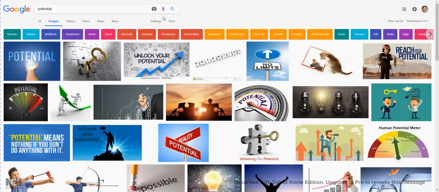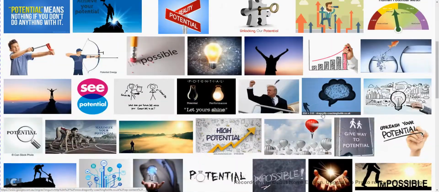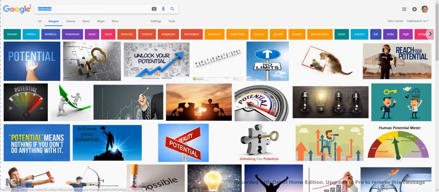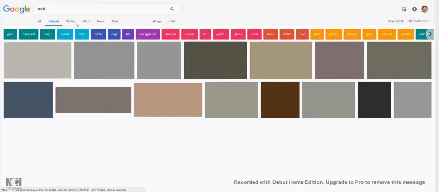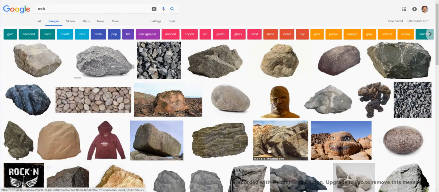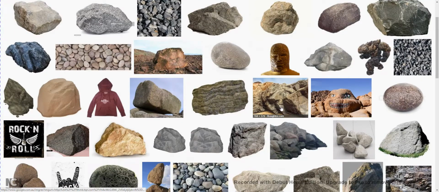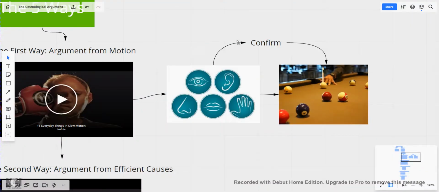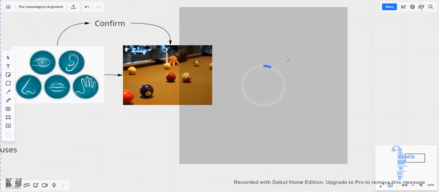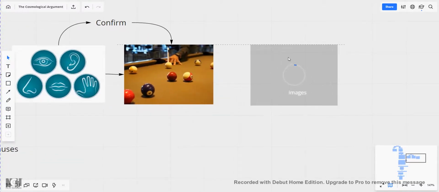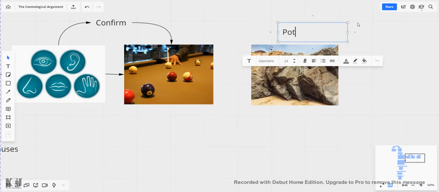So let's have a rock. We all know that the rock, which is lying still, is not going to move. But even though it's still, we could conceivably imagine a big asteroid coming from outer space and crashing right into it. So this has potential motion.